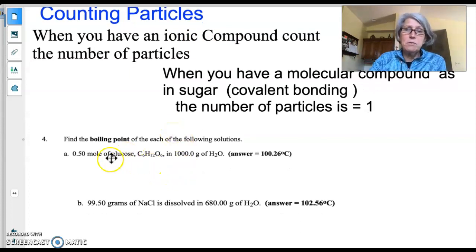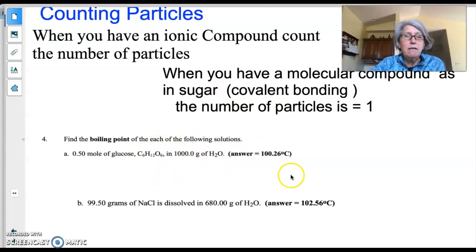I'm not going to do the problem, but I'm just going to give you kind of a watch out for. Here it's asking you to find the boiling point of each of the following solutions. So you have 0.50 moles of glucose, and then they give you the formula here, C6H12O6, and it is in 1,000 grams of water. Notice that this is C6H12O6.